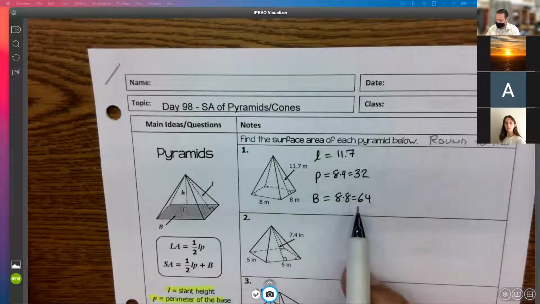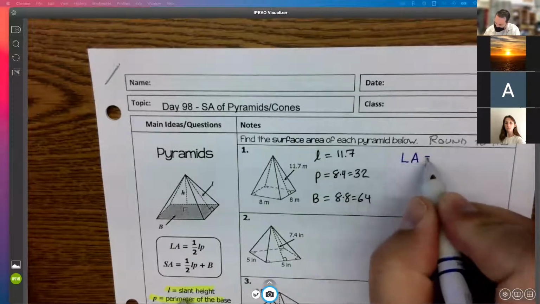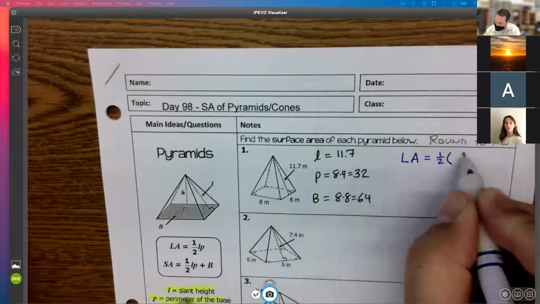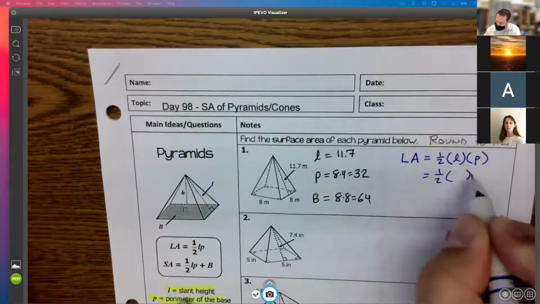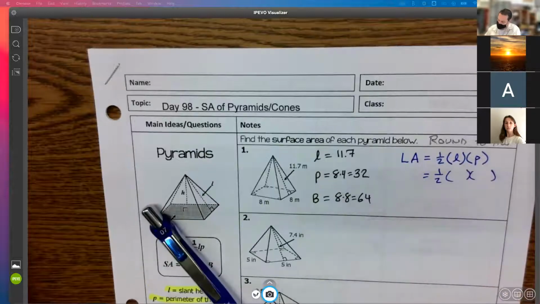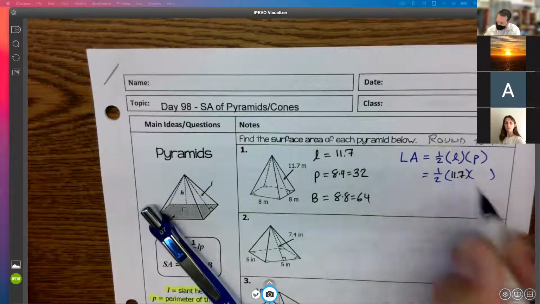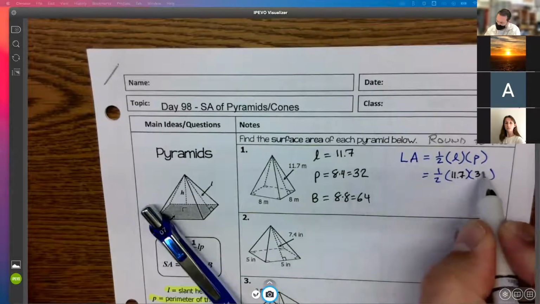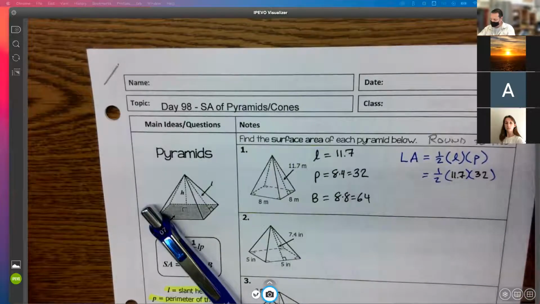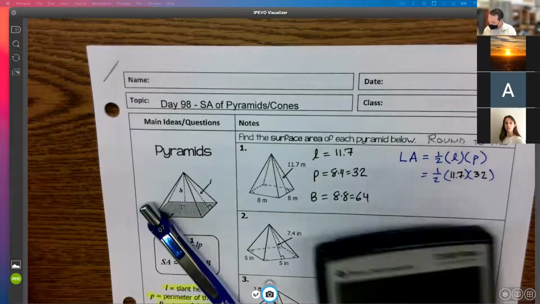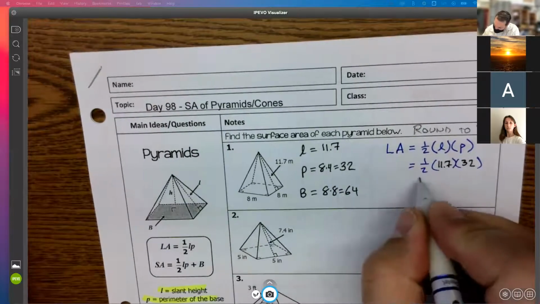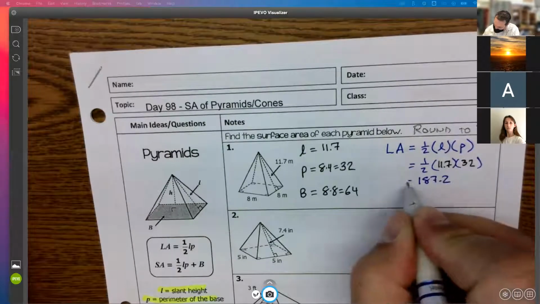Once you get those parts, all you have to do is plug them into these LA and SA formulas. I am going to make one little adjustment to that. Let's use the LA just as it is, 1/2 L times P, which in this case would be 1/2 what times what? 11.7 times 32, which means 0.5 times 11.7 times 32 is 187.2. So that's our LA.